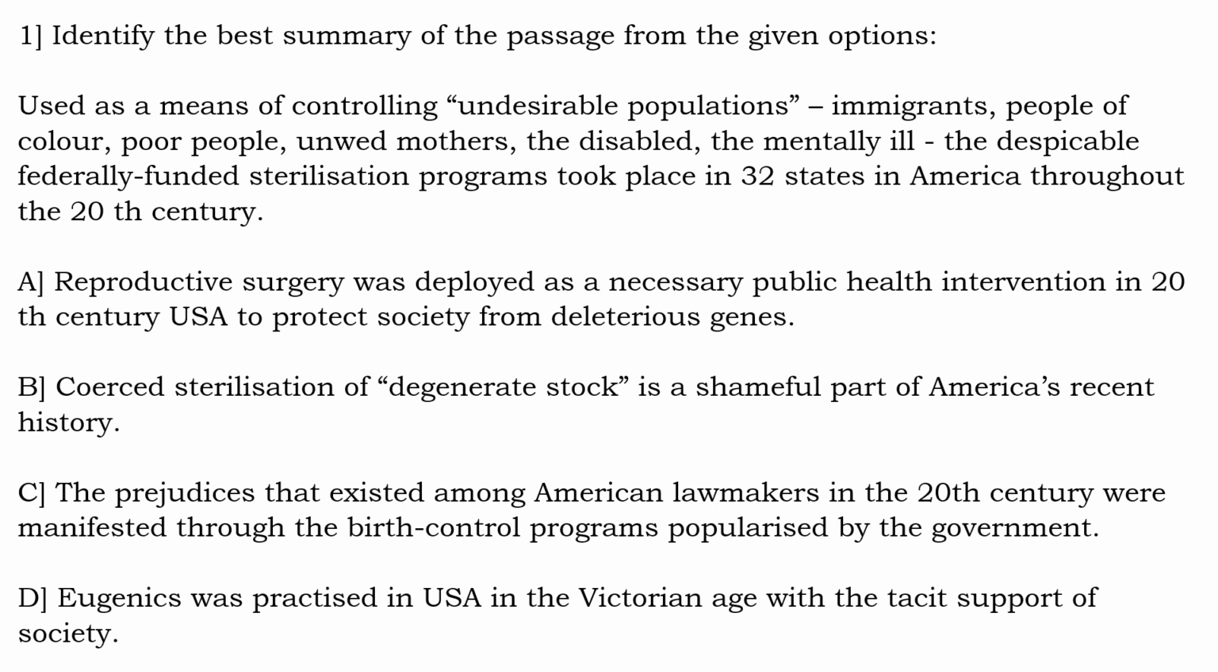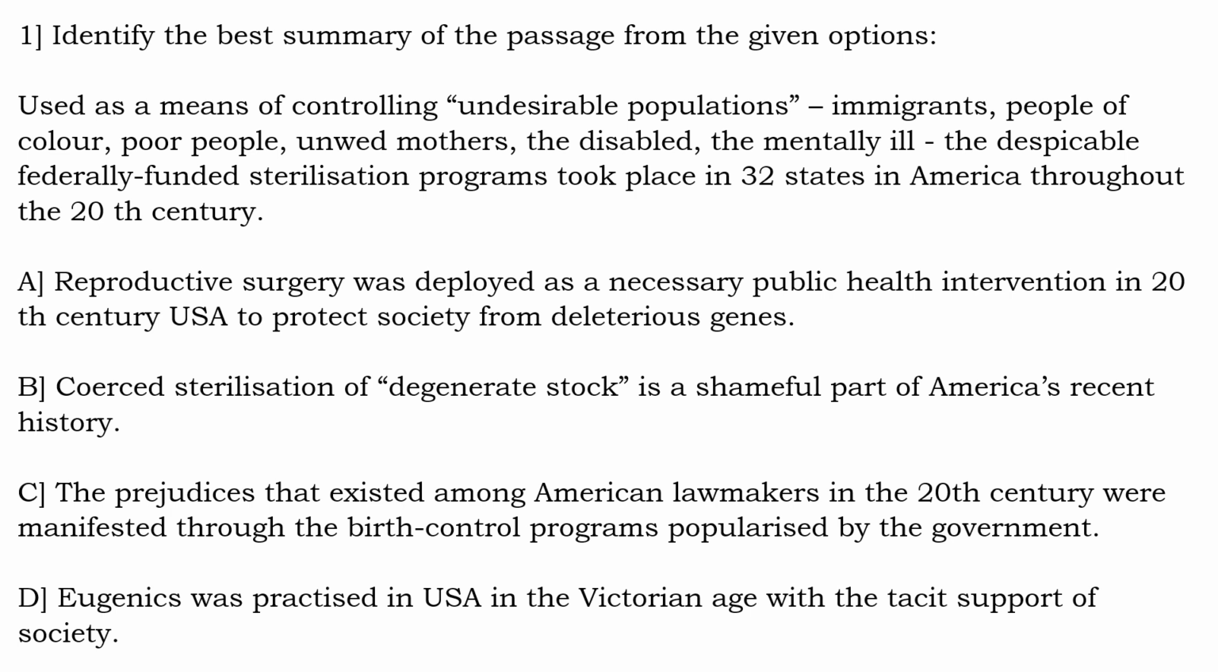And who are the targeted people for the sterilization program? People who were considered as undesirable populations, so used as a means of controlling the undesirable population. So this undesirable population is given in quotation mark. When anything is given in quotation mark, it means that the author is quoting, it is not the author's opinion, somebody else's opinion the author is saying in quote. So some people in USA thought that this kind of people, immigrants, colored people, poor people, unwed mothers, the disabled, mentally ill, they are all population that are not desirable.